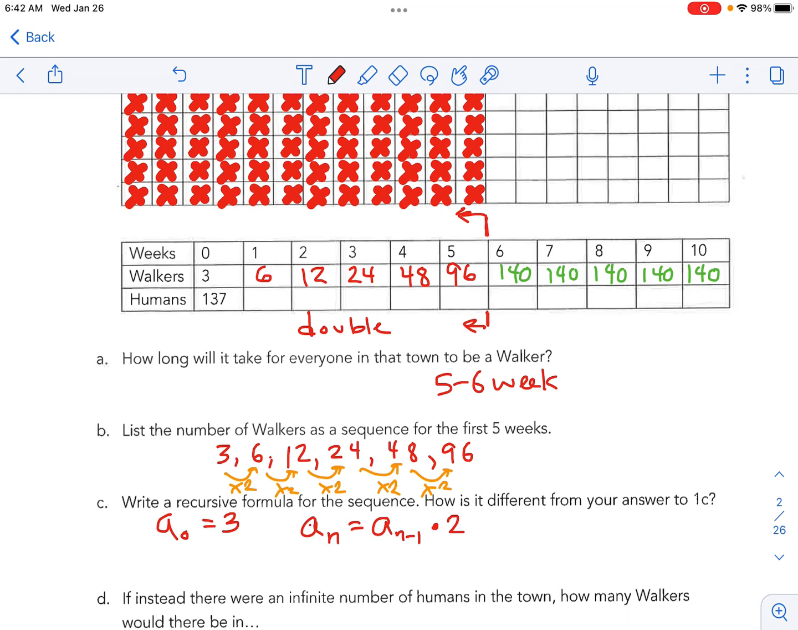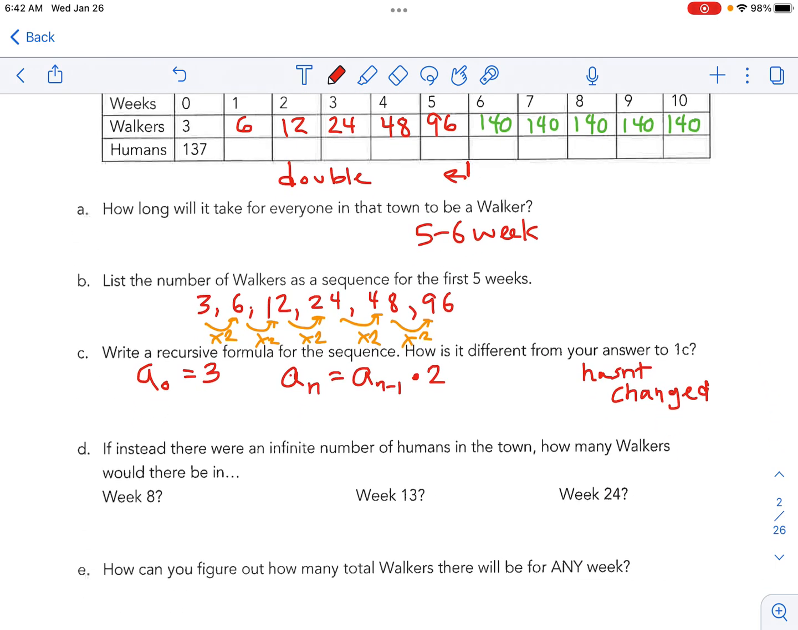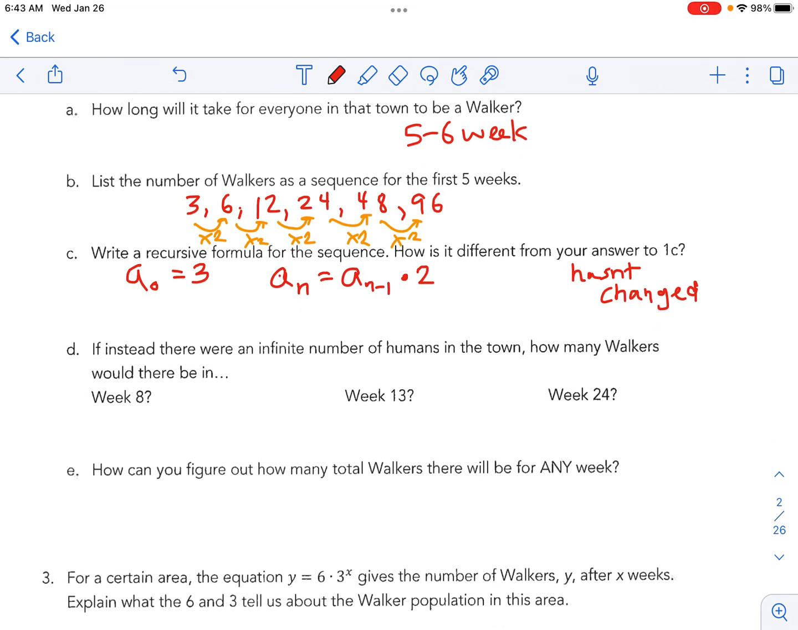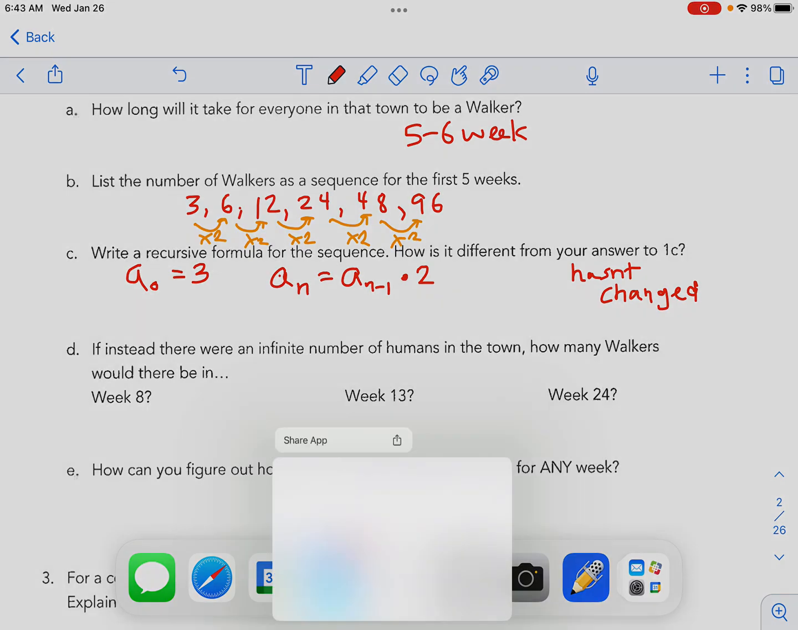And so if we look back at the answer to 1C, that recursive formula really hasn't changed. This hasn't changed, but we just have a different start value because we're still doubling. So we can use this recursive formula and basically extend the sequence to answer these next couple of questions. And so I'm going to bring up my calculator here because we're getting into some pretty big numbers.